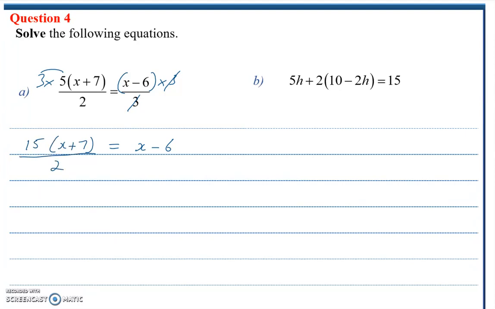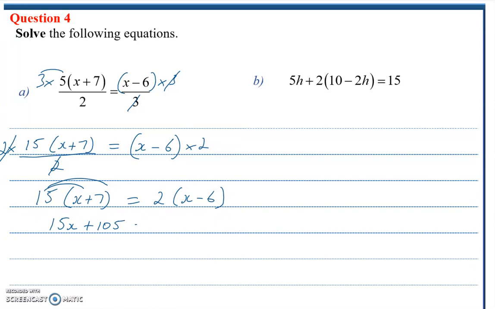Step 2, we'll now multiply both sides by 2. So 2 lots of the left-hand side and 2 lots of the right-hand side. The 2s cancel out. On the left-hand side, you're left with 15 outside of x plus 7. On the right-hand side, you're left with 2 outside of x take 6. Now using the distributive law, we'll expand. 15 times x is 15x. 15 times 7 is 105. On the right-hand side, 2 times x is 2x. 2 multiplied by negative 6 is negative 12.